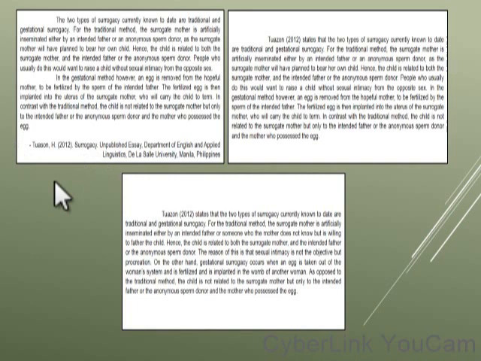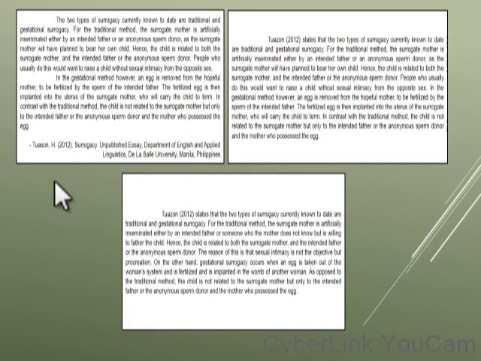The two types of surrogacy currently known to date are traditional and gestational surrogacy. For the traditional method, the surrogate mother is artificially inseminated either by an intended father or an anonymous sperm donor, as the surrogate mother will have planned to bear her own child. Hence, the child is related to both the surrogate mother and the intended father or the anonymous sperm donor. People who usually do this would want to raise a child without sexual intimacy from the opposite sex.